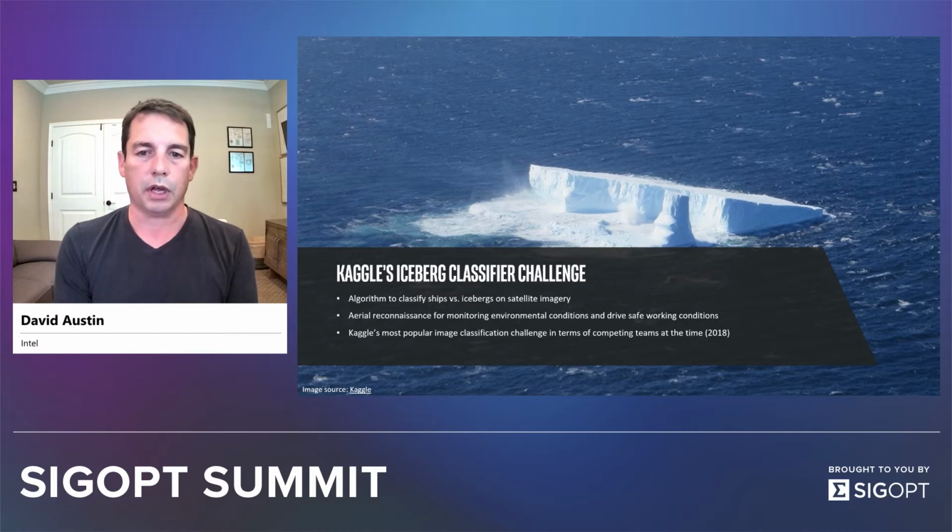Now, this challenge was launched about 3 years ago. And at the time, it was the most participated in ever image classification competition. So there was a lot of interest in this one. And what we're trying to do is classify ships versus icebergs using satellite imagery.